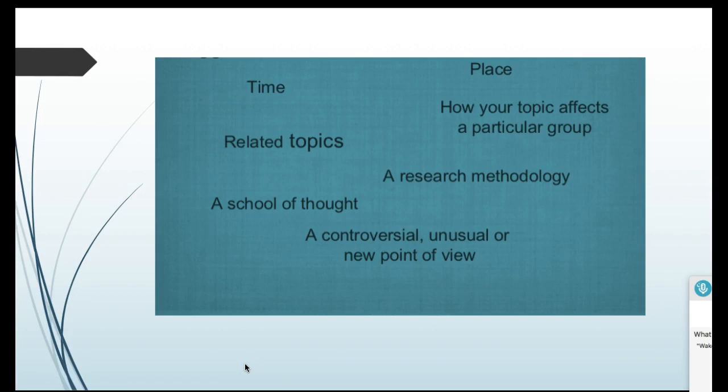A couple of ideas on how to narrow your topic: think about it in a certain period of time, or maybe a specific place, geographic area, a school, a specific organization, or maybe how your topic affects a particular group of individuals, kids, teenagers, adults, older generation, baby boomers. Some sort of school of thought may help you. Or you may want to check out a controversial, unusual, or new point of view. Great ways to narrow your topic.